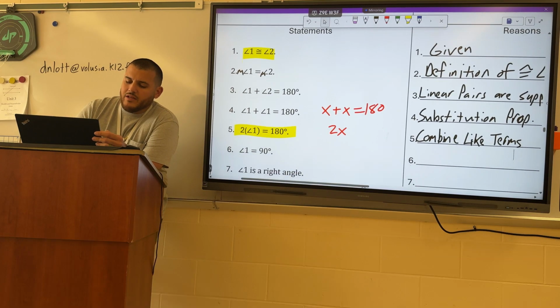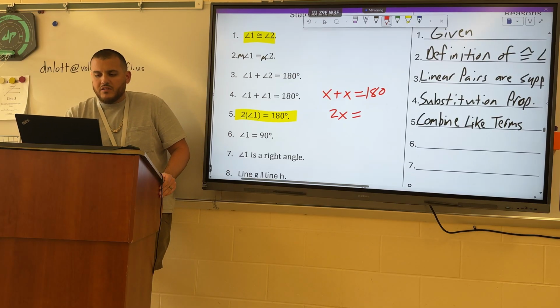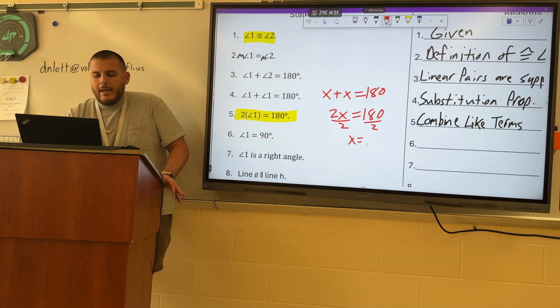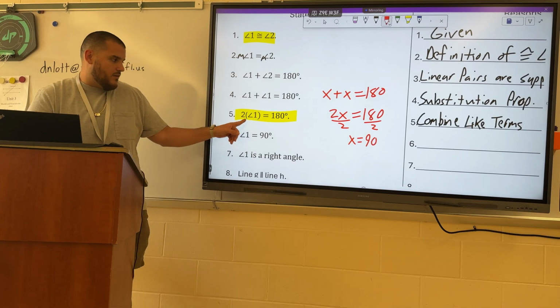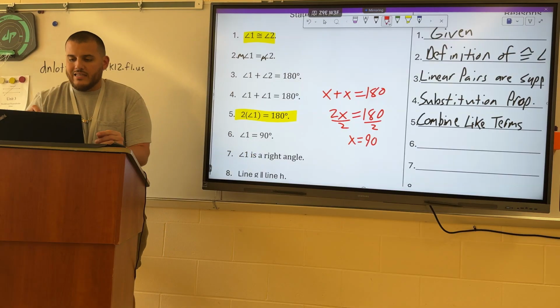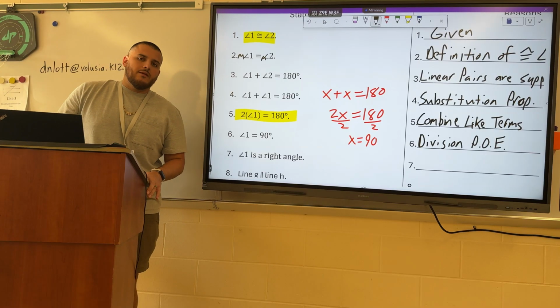All right, our next statement says angle 1 equals 90 degrees. If I keep going with this algebra I'm showing you here in red, to get x by itself, I would divide both sides by 2, and I would get 90 degrees. The same thing would happen here. If I divide both sides of the equal sign by 2, I'm going to get angle 1 equals 90. So that is the division property of equality being used there. Division property of equality, right?